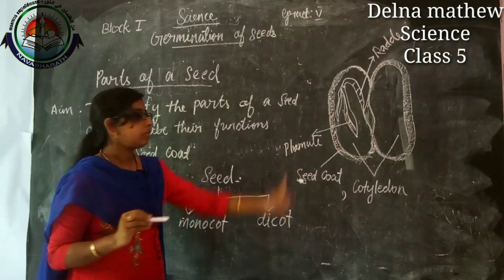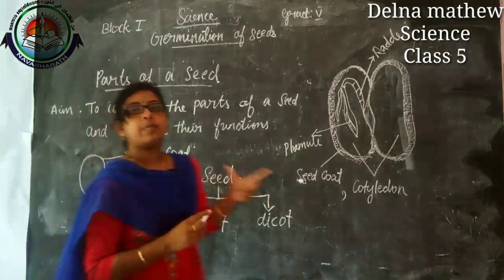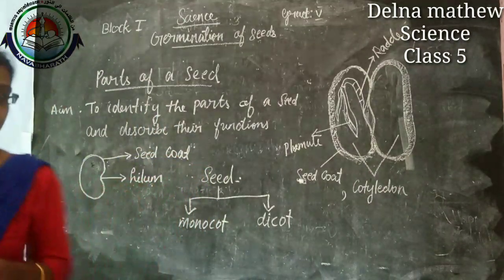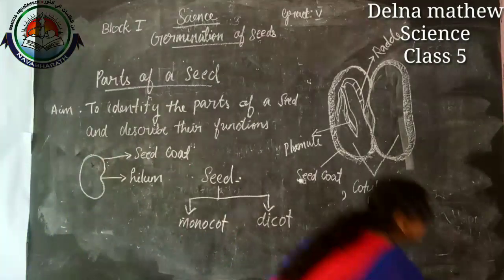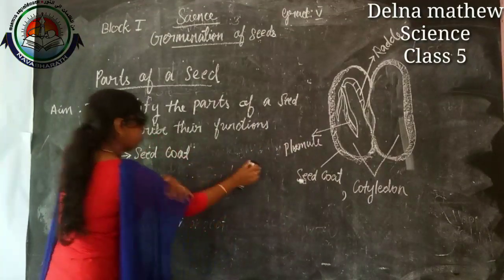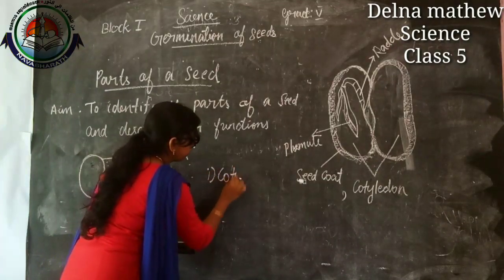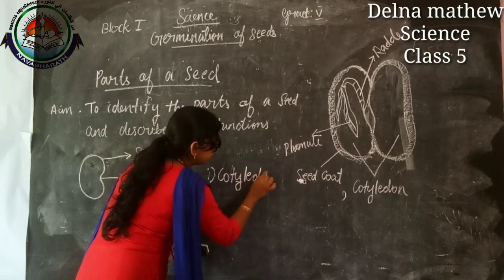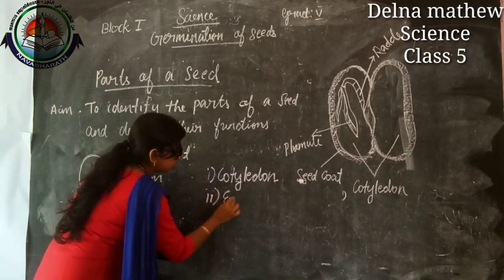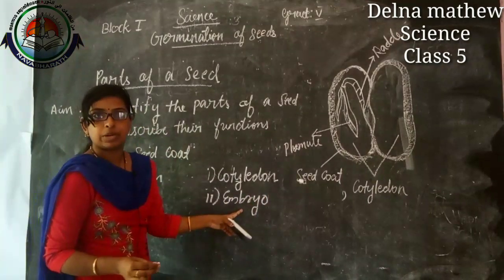Are you clear? Then another part. The first inner part is the cotyledon and another part is the embryo. So we can consider two parts there, the inner part and the outer part. In the inner part, the first part we discussed is the cotyledon and the second one is the embryo. The embryo is considered the baby plant.